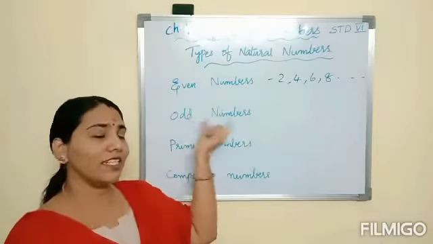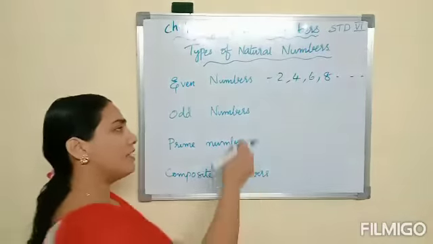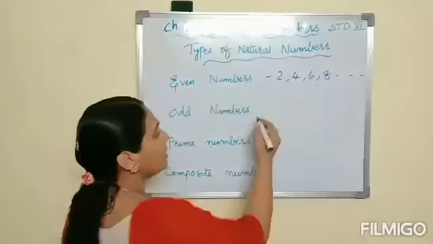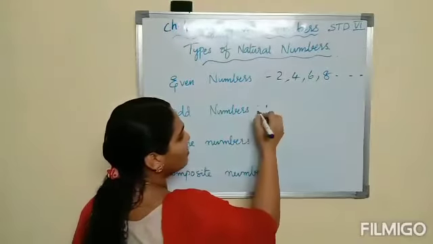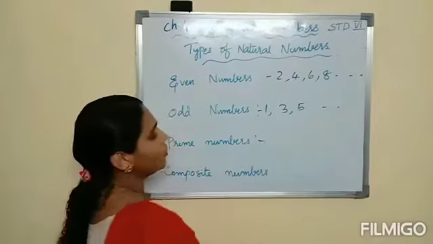Next one, what are odd numbers? A natural number that can't be divided by 2. That means that number we can't divide by 2. When we divide by 2, we will get a remainder. That type of number is called an odd number. So, which are the odd numbers? 1, 3, 5, etc. That's it.